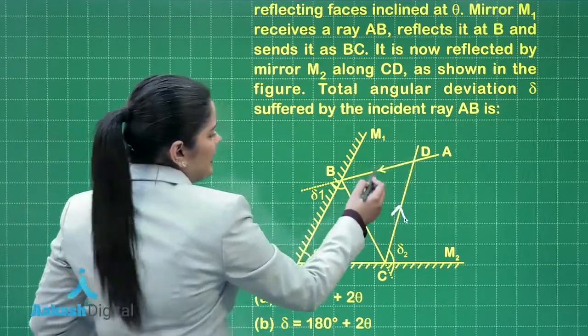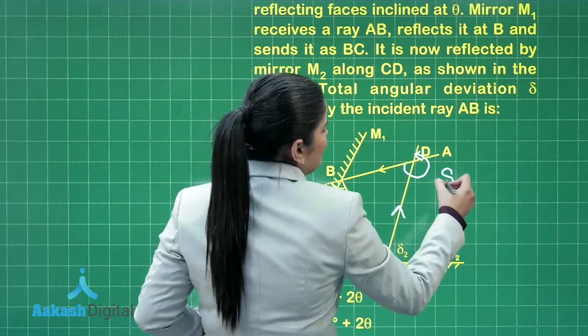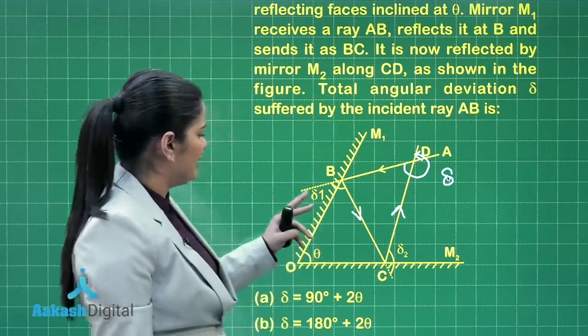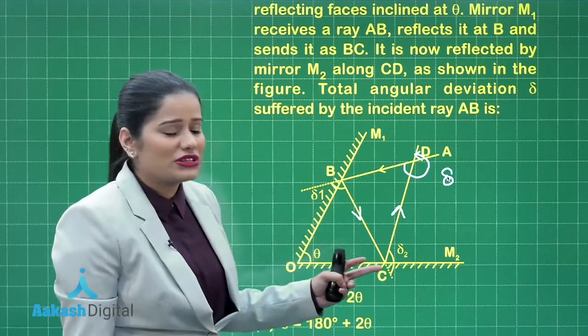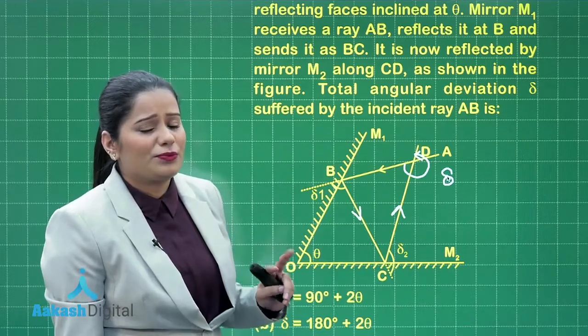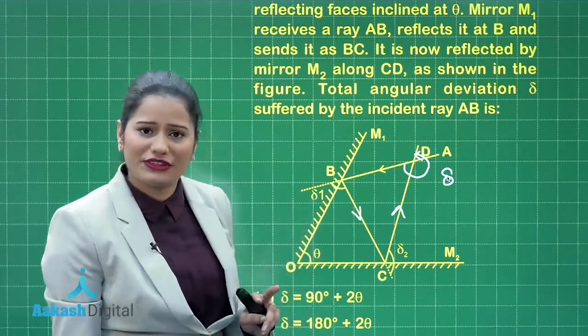Now this was the incident ray and this is the reflected ray. So what is the angle of deviation? That is this. Here in this figure you can clearly see we are given delta 1 and delta 2, which are the deviations produced by mirror M1 and M2 separately. We know the deviation produced by a plane mirror is 180 minus twice the angle of incidence.